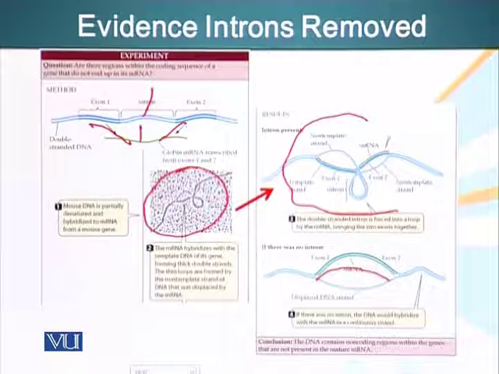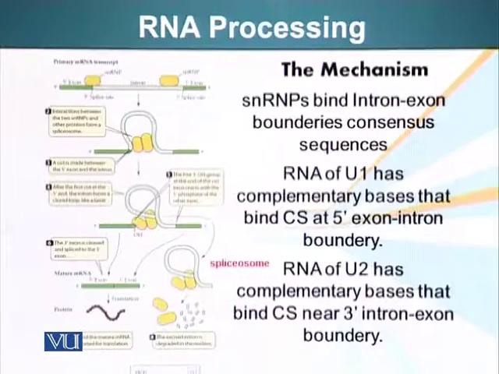So when scientists looked at this hybridized messenger RNA DNA structure under the electron micrograph, they didn't see the bubble, they saw this structure which was indicative of deletion or removal of introns from the mature messenger RNA. So let's look at the mechanism, how this happens.